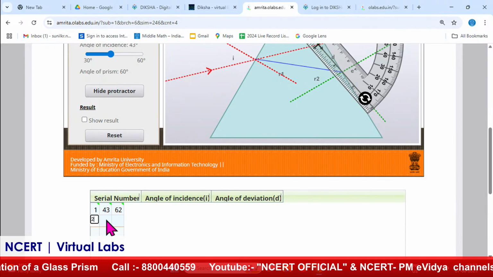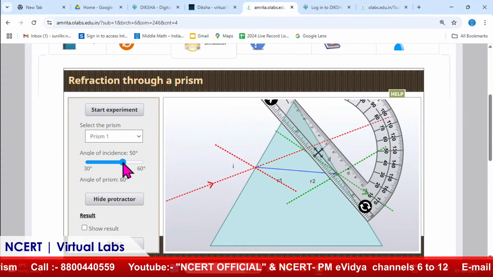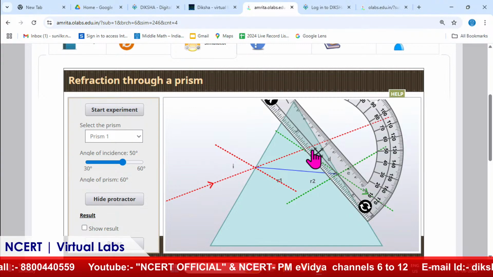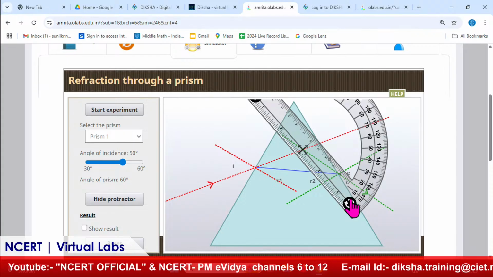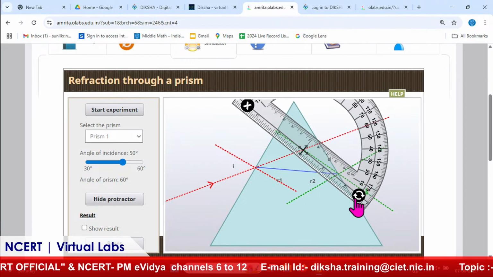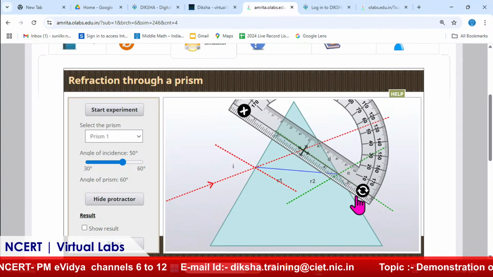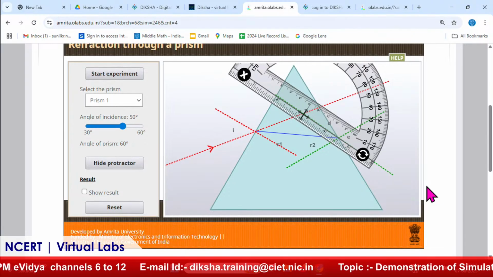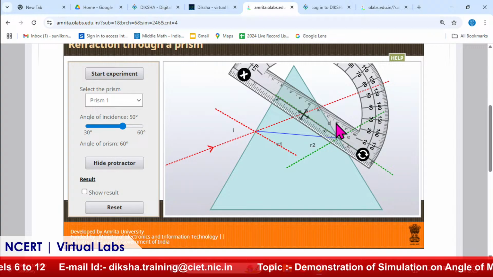Then again for the second reading, we will just increase this angle of incidence a little bit to 50 degrees. We can take 6 or 7 values to get the graph. So, 2, 3 I will take, and next we can put it over here. Here, see, I have arranged it properly again. Now, you can see this. Again, we can calculate this value of D.